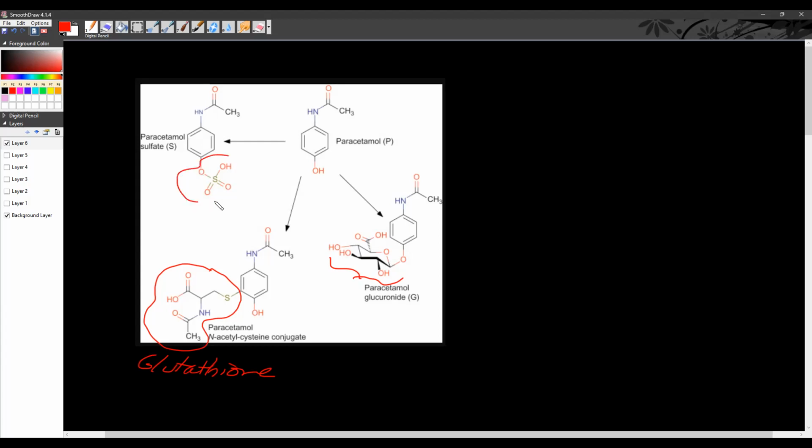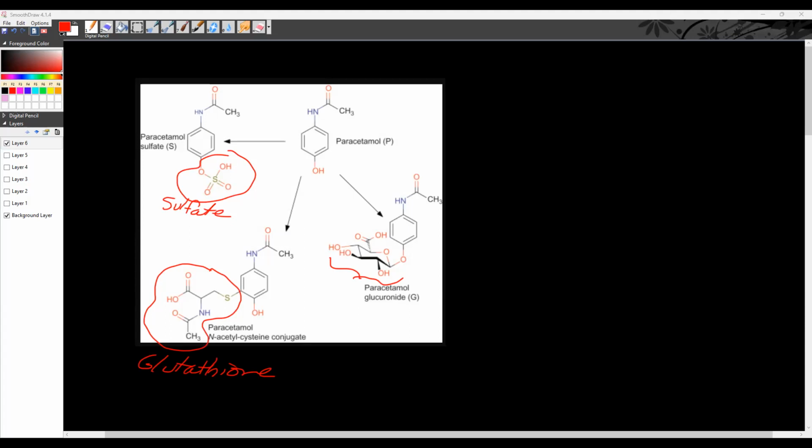And then the last one we have here is the sulfate. So on the exam, what you're going to be asked about is, what was the conjugate that was added to the structure? Or what is the purpose of adding this molecule to the drug? And the purpose would be to enhance excretion. Any questions about that?